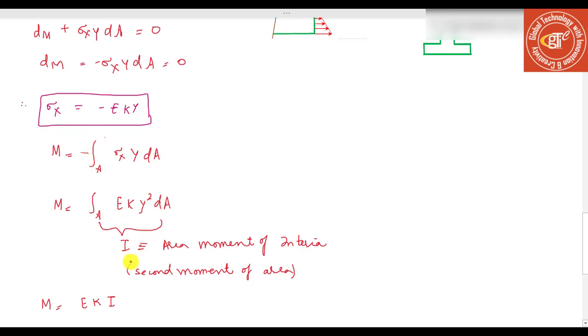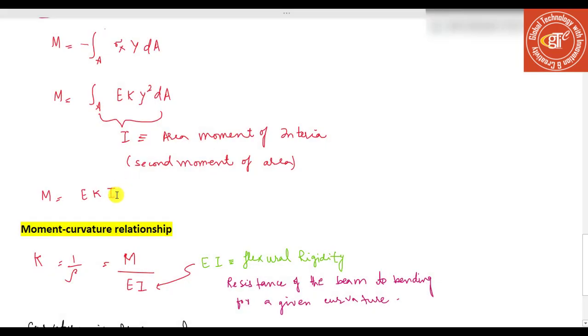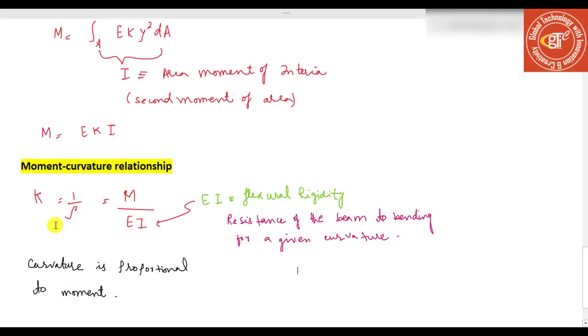This equation relates the curvature of the beam to the bending moment M, and the integral is the moment of inertia of the cross section area with respect to the z-axis, that is with respect to the neutral axis. After rearranging this equation, the moment curvature relationship becomes kappa is equal to 1 over rho is equal to M over EI. This equation is known as the moment curvature relationship, and it shows that the curvature is directly proportional to the bending moment M and inversely proportional to the quantity EI.